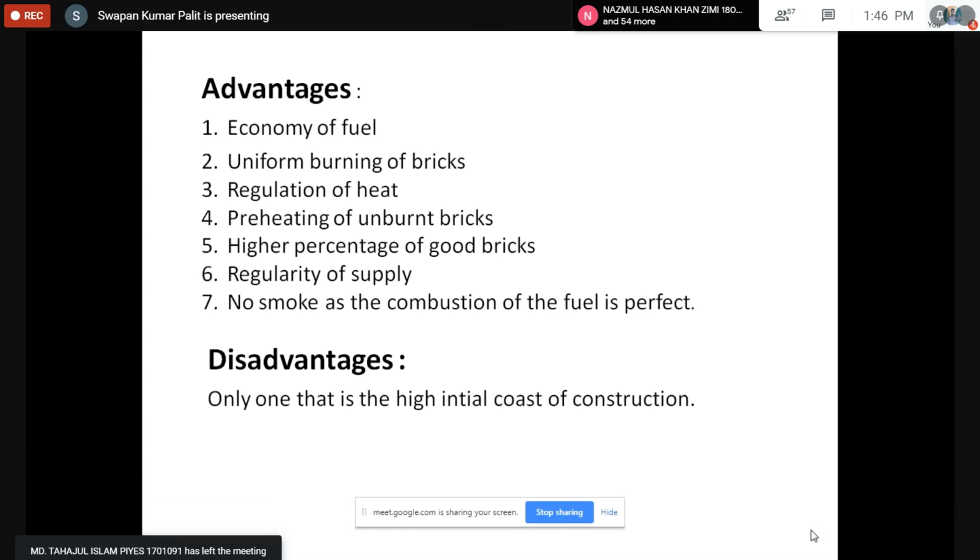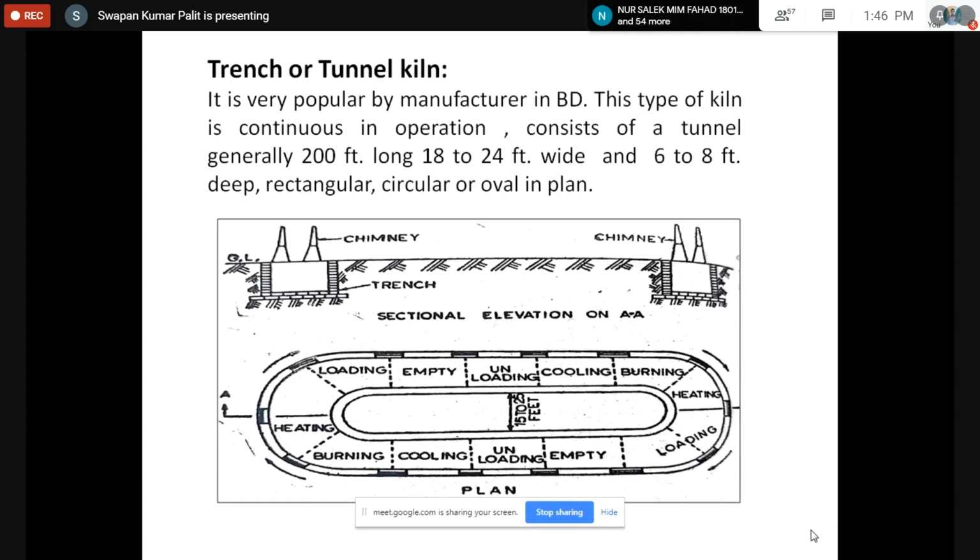So another continuous kiln, what is this? This is the tunnel kiln. So what is the shape of the tunnel kiln? You can see here. This is very popular with manufacturers in Bangladesh. It is long, just like a cricket field. You can see here, this is underground. You can see GL. Underground, some advantages will be there.